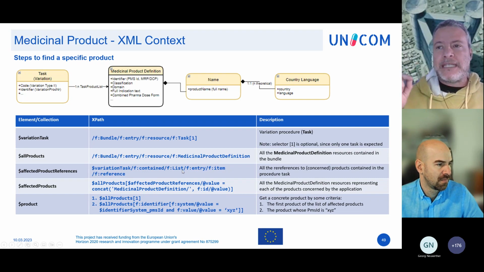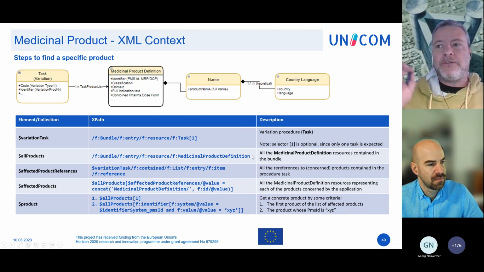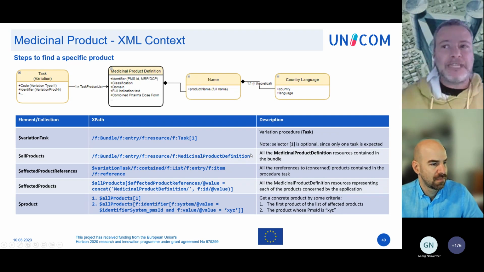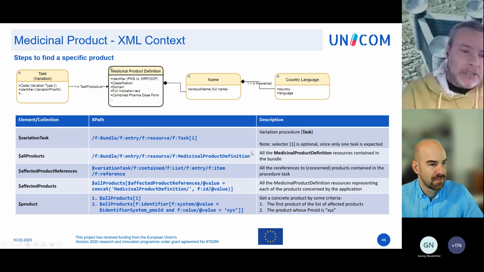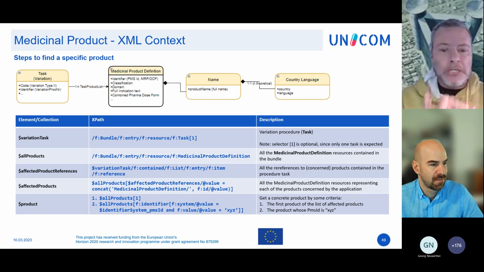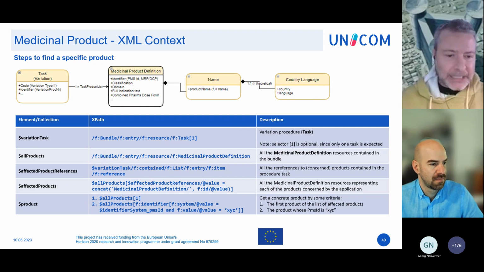Let's go before on the second row, that is all the products contained into the bundle, that is all the resources of type medicinal product definition. This is the same as in case of task, but we changed the name of the resource. That collection called all products will contain all the medicinal product definition contained into the bundle, not only the ones who are the products affected by the application, but also, for example, orphan products or parallel products and so on.